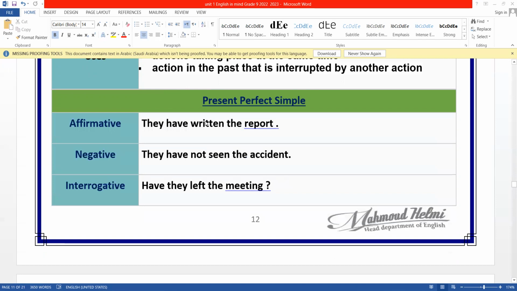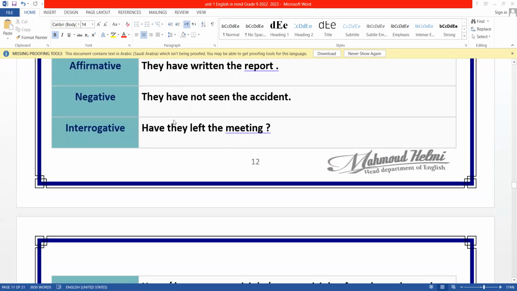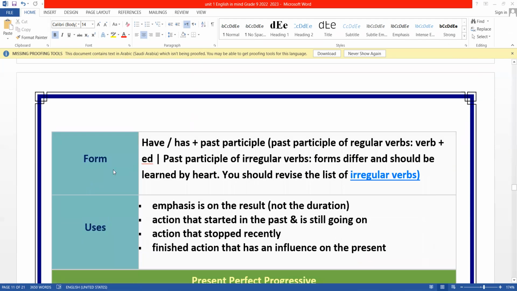Present perfect simple. For example, they have written the report. Negative, they have not seen the accident. Question, have they left the meeting? We use the form of the present perfect, have, has, plus past participle. For the past participle of regular verbs, we add ed. For the past participle of irregular verbs, forms differ and should be learned by heart. You should revise the list of irregular verbs as we said before.